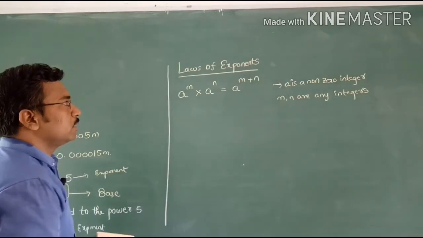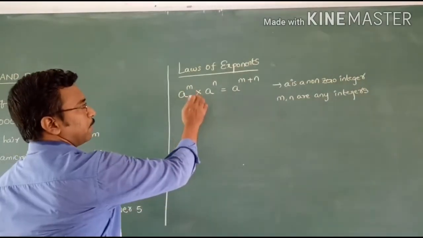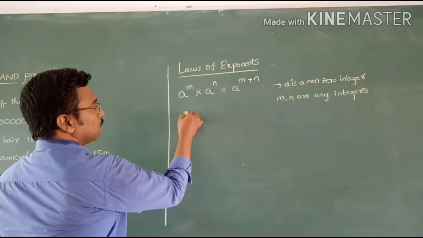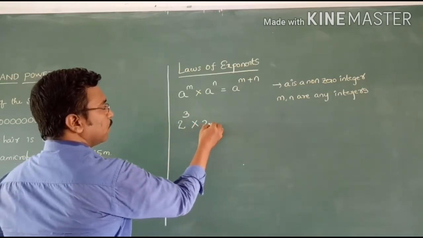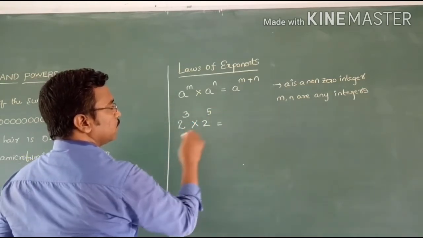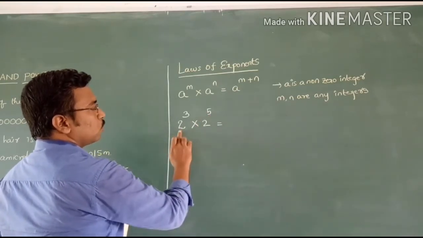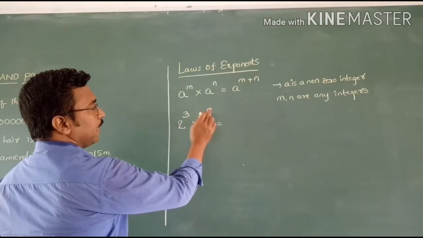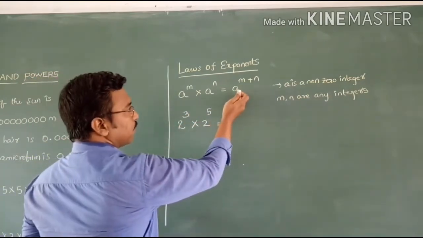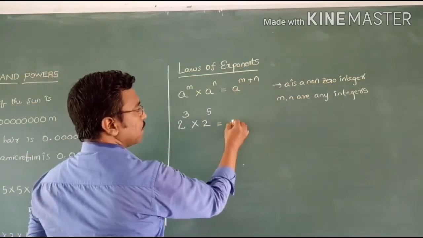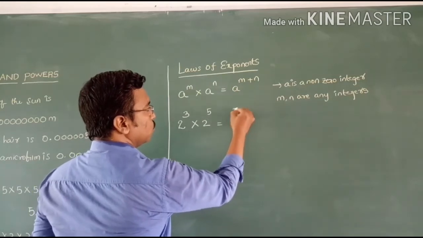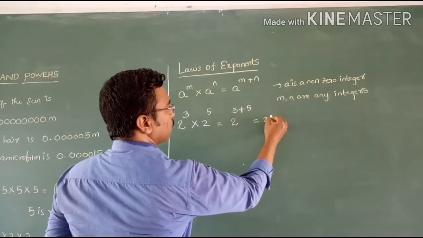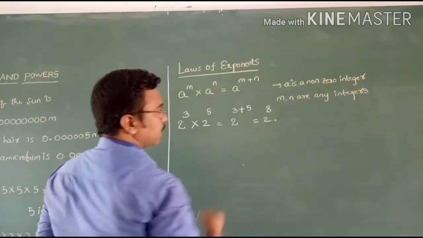I am giving examples for this. See here, 2 power 3 into 2 power 5. What is the base here? 2. What are the exponents here? 3 and 5. So what is the formula? a power m plus n. So this can be written as 2 power 3 plus 5, nothing but 2 power 8.